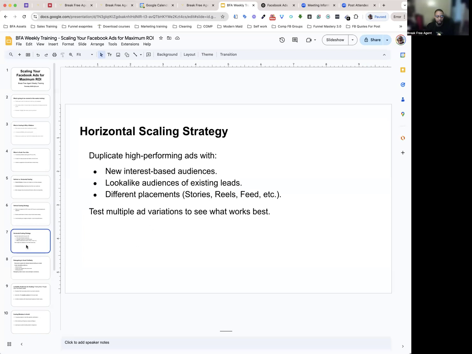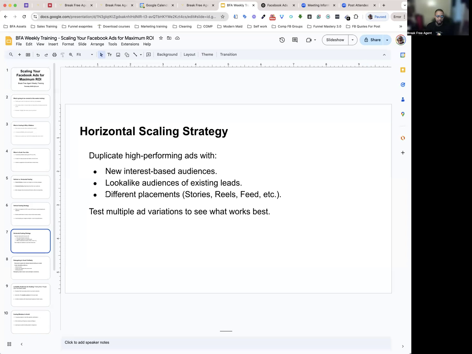All right. Now, horizontal scaling strategies. There's a couple different ways you can do this. One is duplicate the high performing ad. You plug in a new interest-based audience. So that's what I was saying, financial planning, retirement, senior living, stuff like that. Detailed demographic targeting. So that one there.